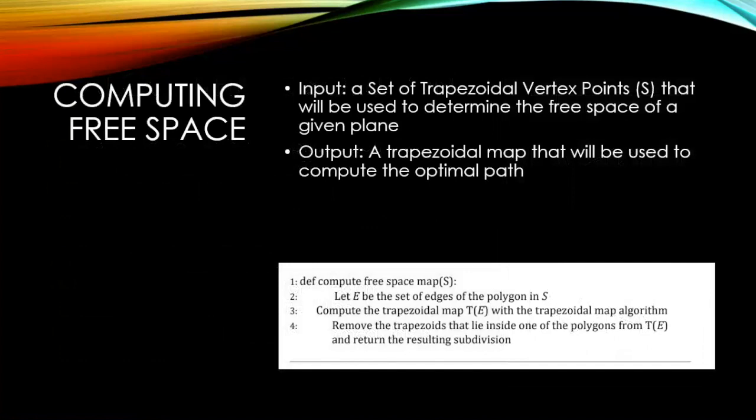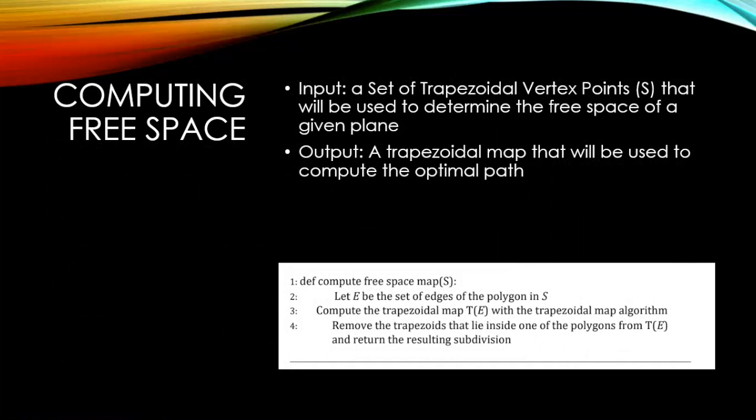So like I said, the input for computing the free space is just a set of trapezoidal vertex points that will be given to determine the free space of a given plane. And then the output, of course, is a trapezoidal map that we can then use to compute the path.